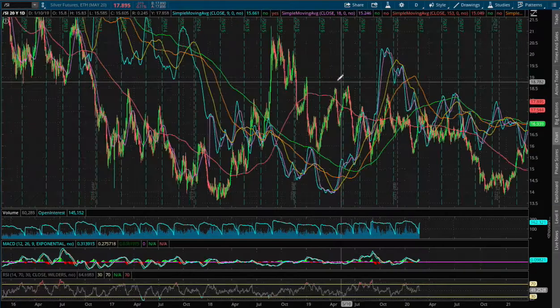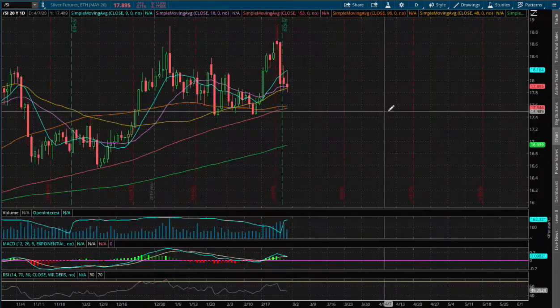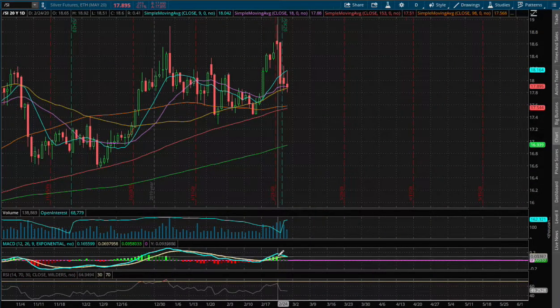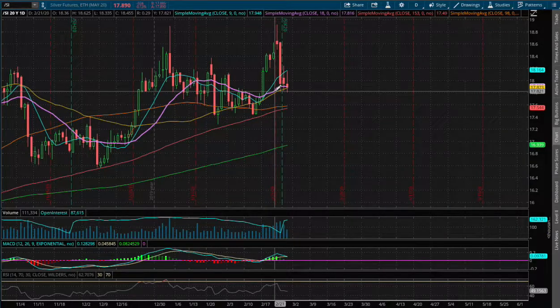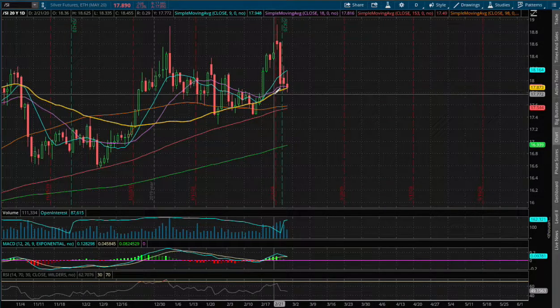As for the daily chart, on the daily MACD, we start to see a divergence in play, and we are currently resting in between the 18-day moving average and the 50-day moving average. So we may find immediate support at the moment.